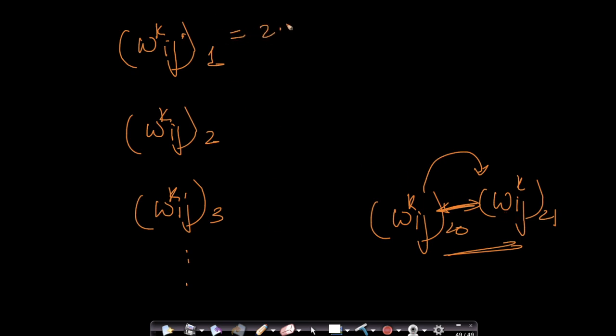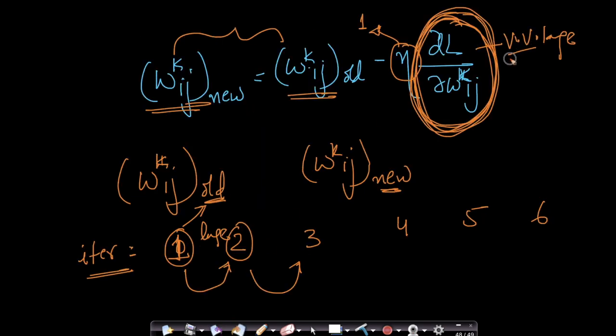Initially, your weight may be 2.2. Then it may become 10.8, then 100.6, then 1,000, then 1 million. There is simply no control over it. So when your derivative is very, very large, in a negative sense as well, that's what I meant.